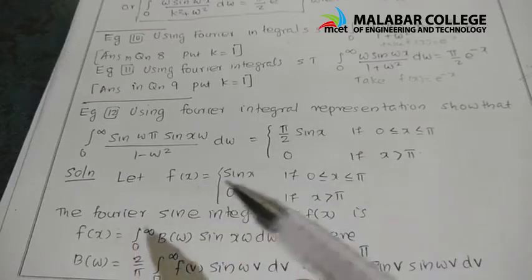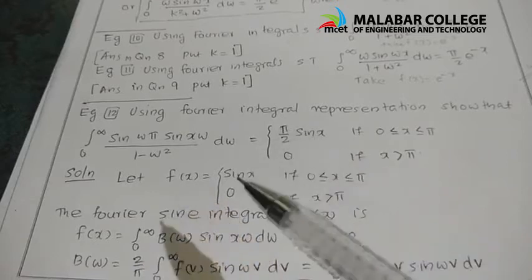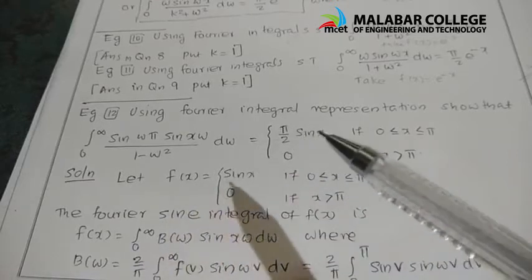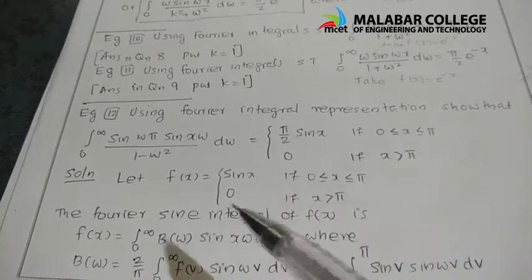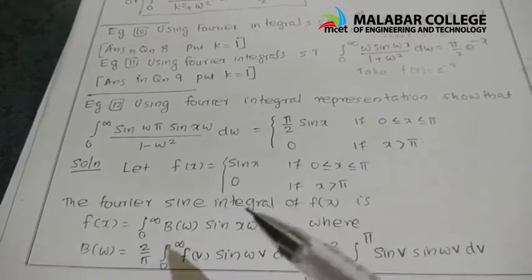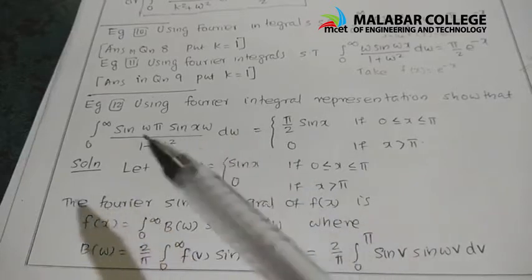So we take f of x equal to sin x. Don't take pi by 2, as I told you before. Pi by 2 is a constant. We always take the function here, sin x, in between 0 and pi, equal to 0 for x greater than pi. Now in the question we have sin x omega, a sine function here.